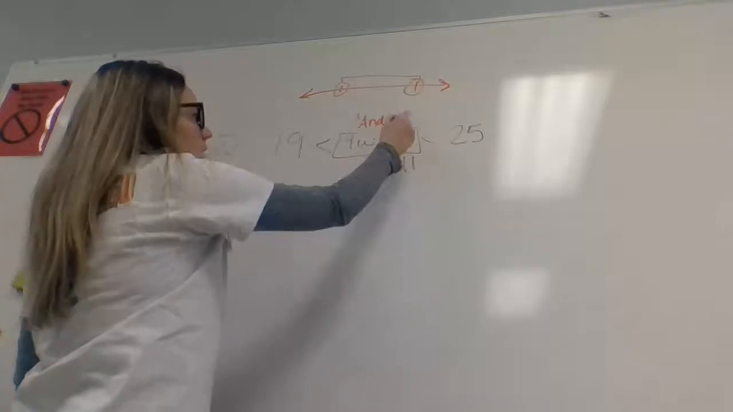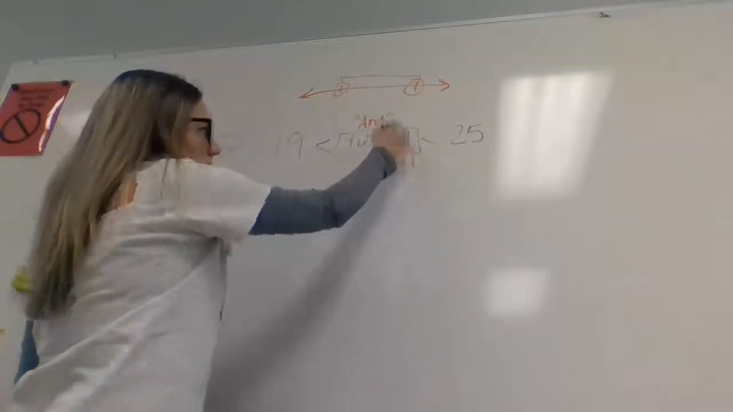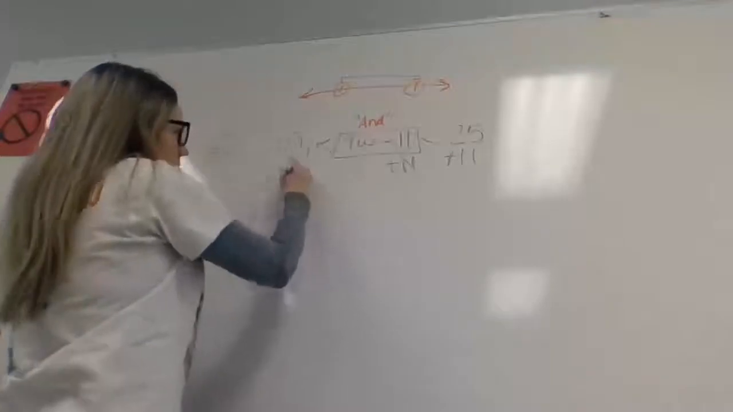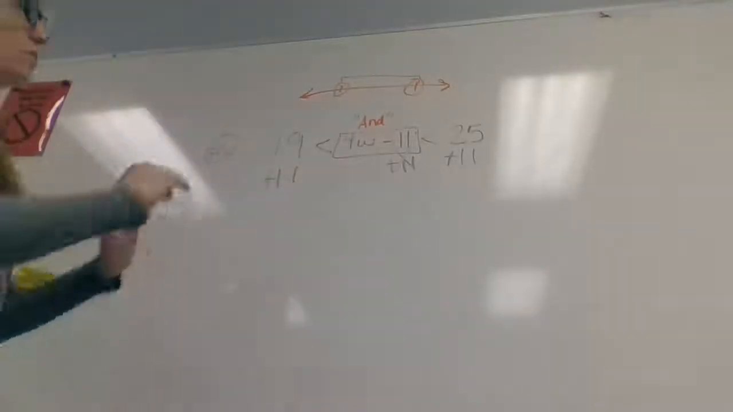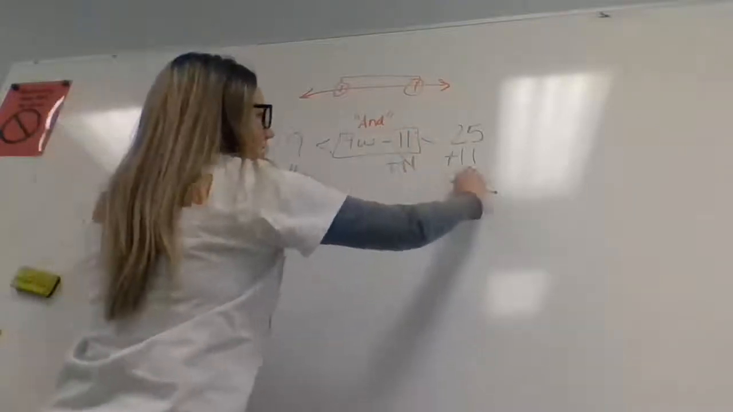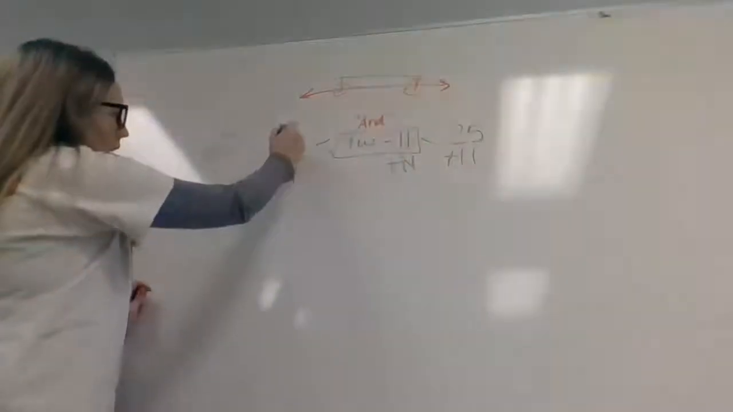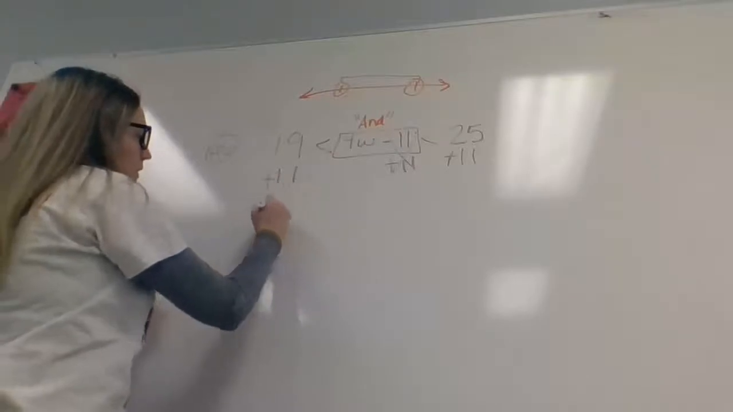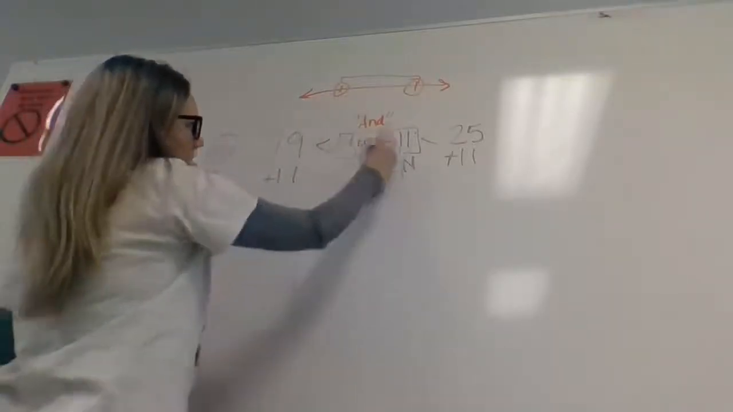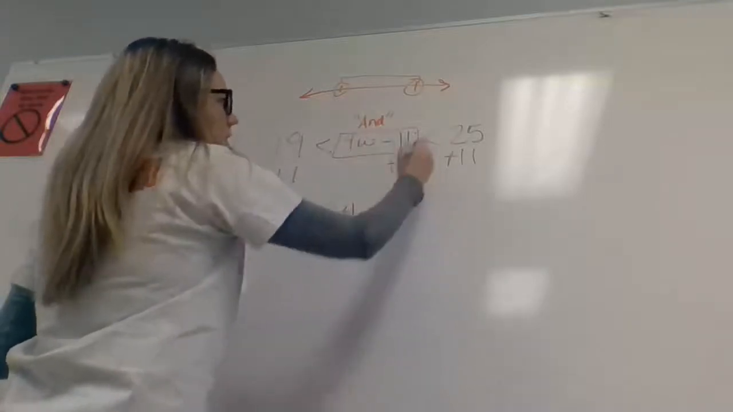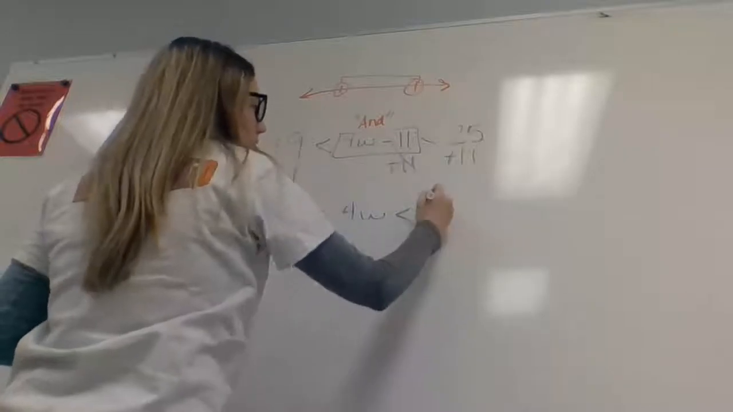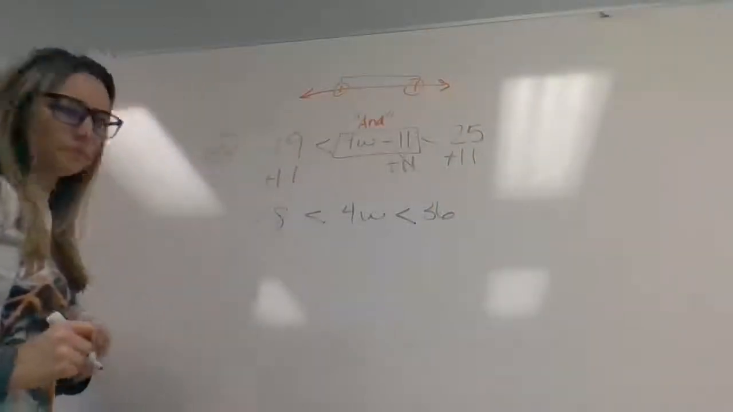In order to undo this negative 11, I need to add it here, and I need to add it to both sides of my equation. So that's where you need to make sure you pay attention. When you undo something here, do it on both sides. So I'm left with negative 19 plus 11, which is going to leave me with a negative 8 is less than, I still have 4W here, another less than sign, so now 25 plus 11 is going to give me 36.